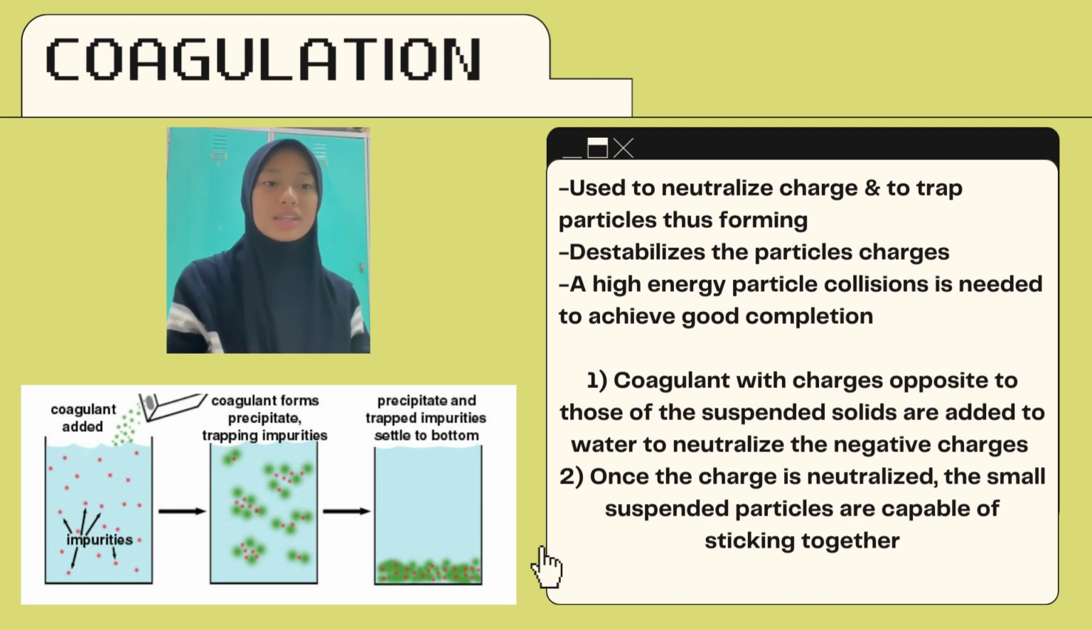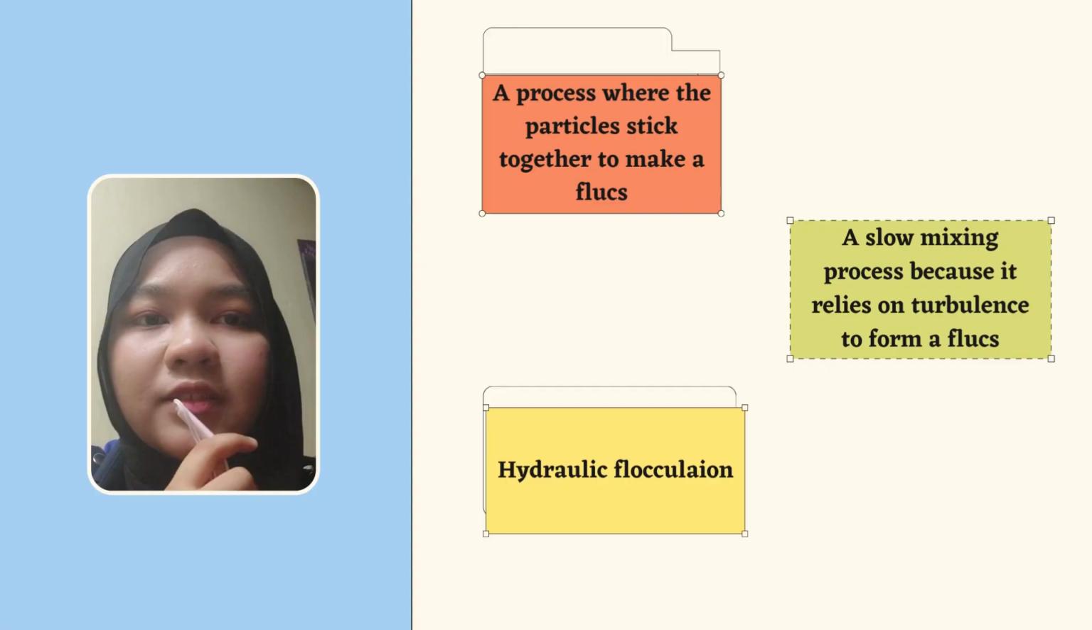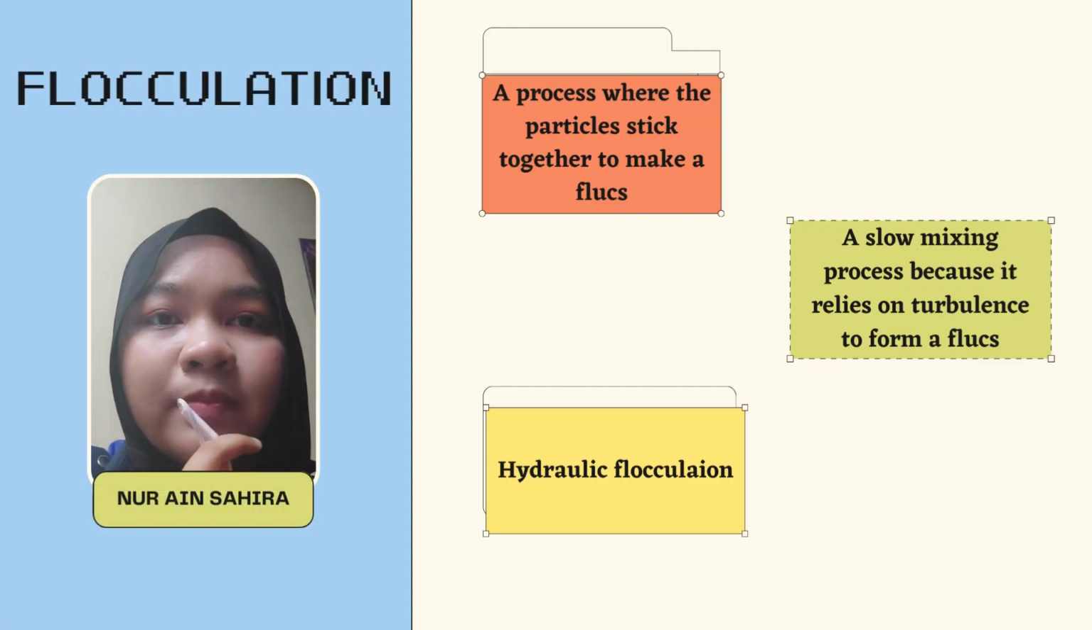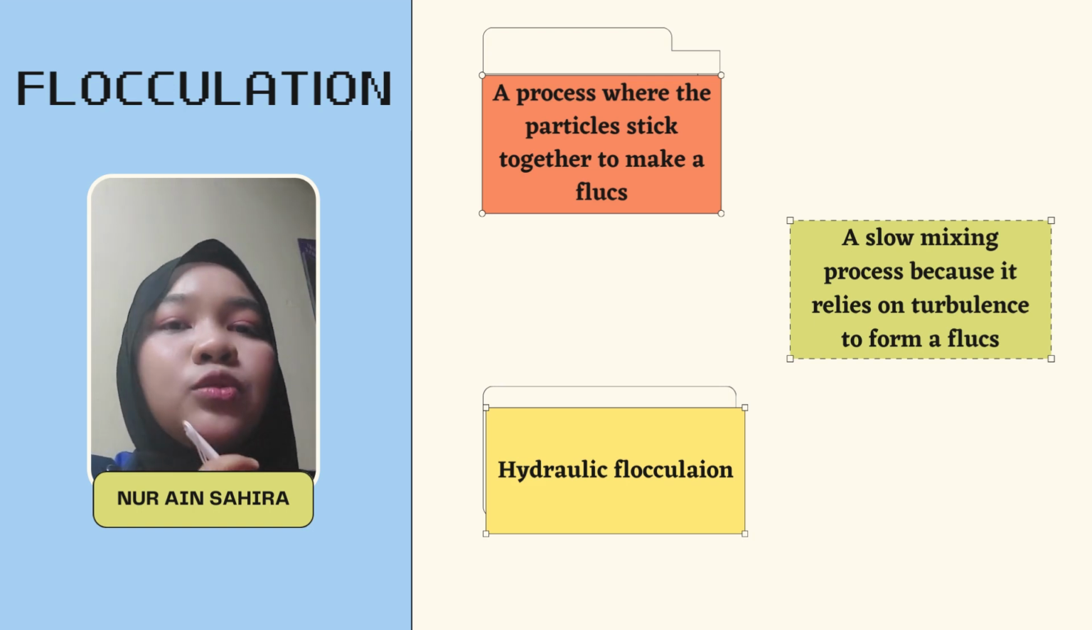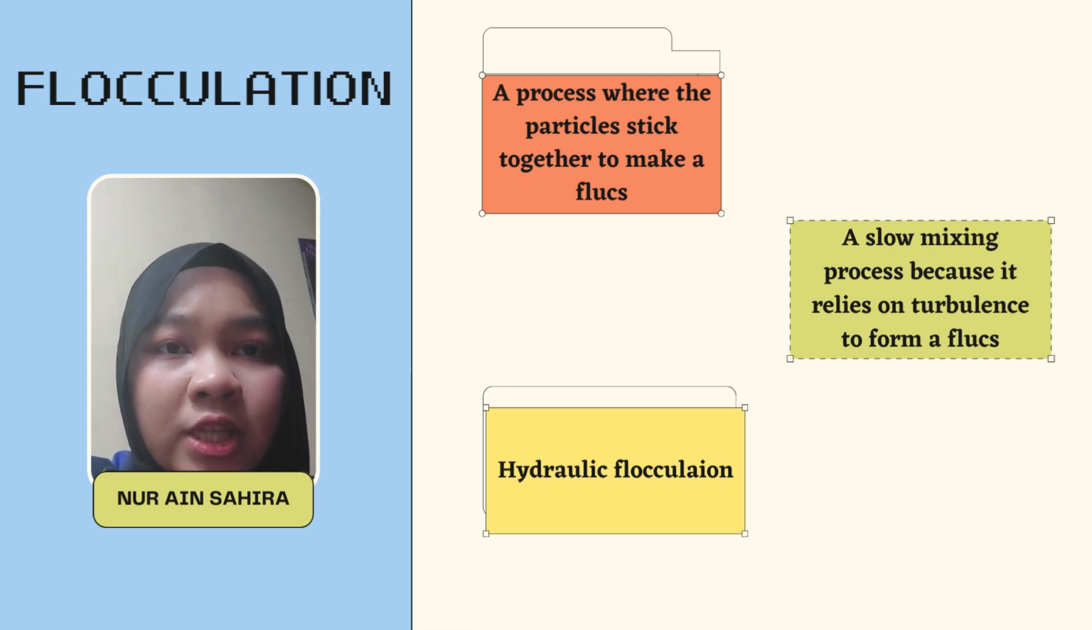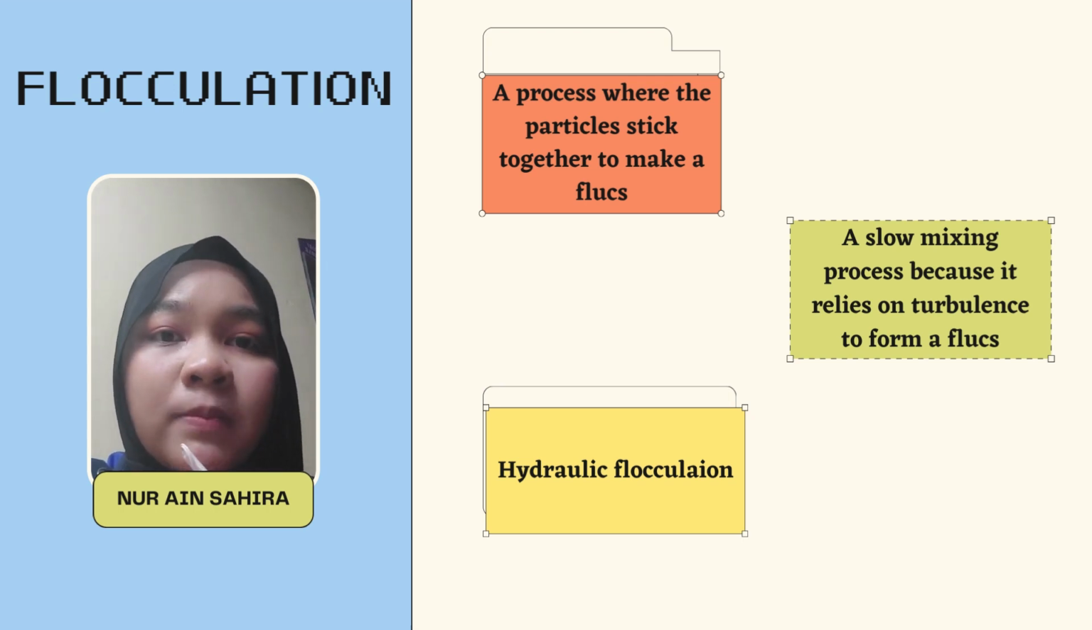Proper contact time in the rapid mix chamber is typically 1 to 3 minutes. So now I will talk about the flocculation process. Flocculation is a process where the particles stick together to make a floc due to the chemical reaction from the coagulation process. The flocculation is a slow mixing process because it relies on turbulence to form a floc.